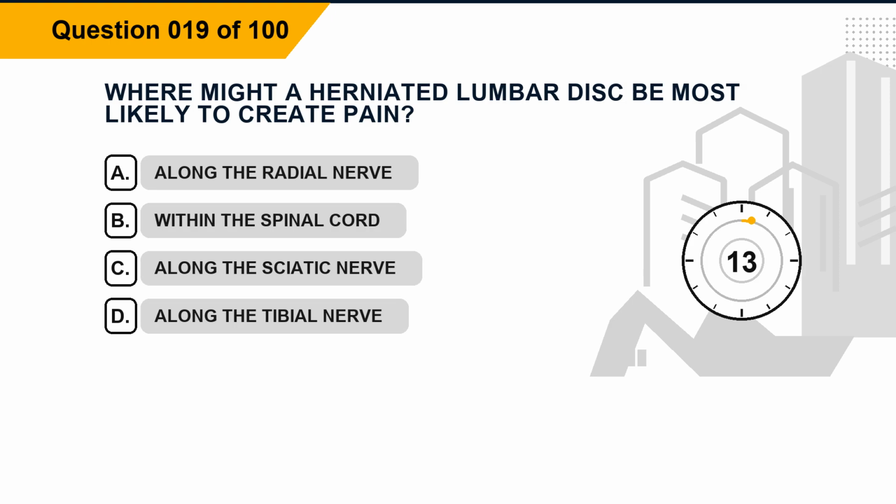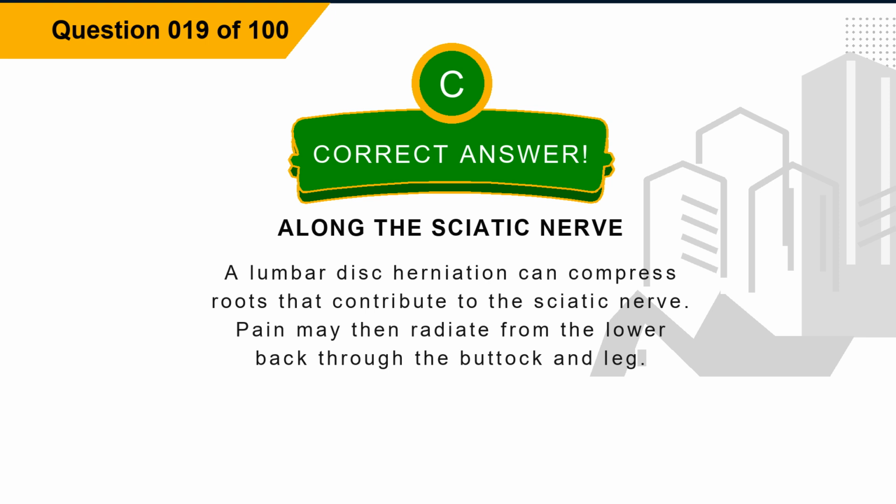Question 19. Where might a herniated lumbar disc be most likely to create pain? Option A, along the radial nerve. Option B, within the spinal cord. Option C, along the sciatic nerve. Option D, along the tibial nerve. The correct answer is option C, along the sciatic nerve. Explanation. A lumbar disc herniation can compress roots that contribute to the sciatic nerve. Pain may then radiate from the lower back through the buttock and leg.